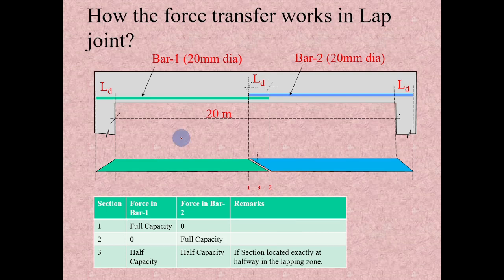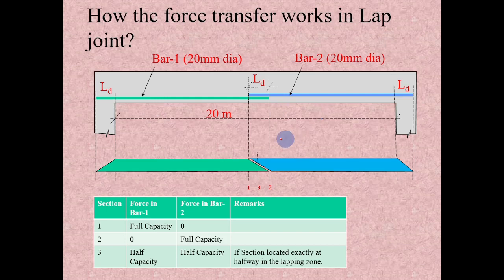How does force transfer work in a lap joint? Let's consider a beam of span 20 meters. Let's assume 20 mm diameter bar is required from the start to the end of the span for the particular load condition. Since the span is 20 meters, in the market we don't have a 20-meter length bar. The maximum available length is 12 meters, so we should have at least one joint.